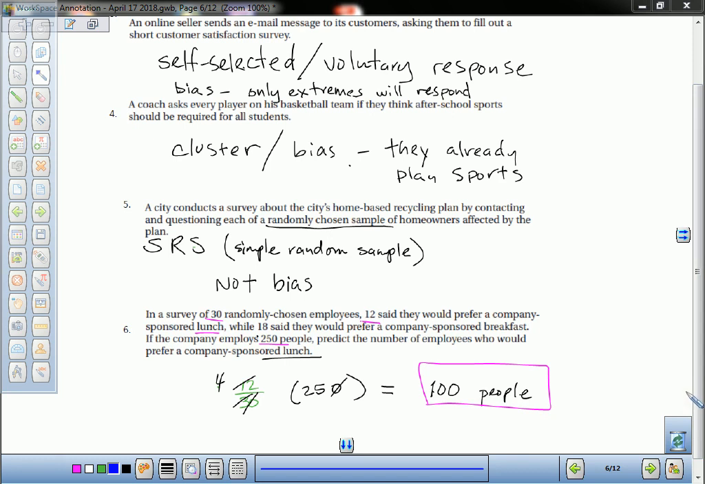That was my reason for it being biased. So I actually agree with your justification. Welcome to statistics. There is not one right answer half the time, depending on your justification and your approach to the data. He said there was some bias here because they only did the homeowners that were affected.